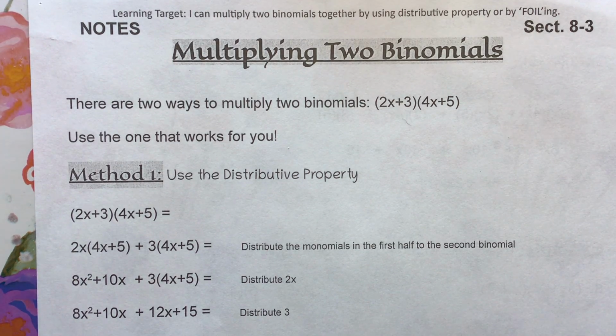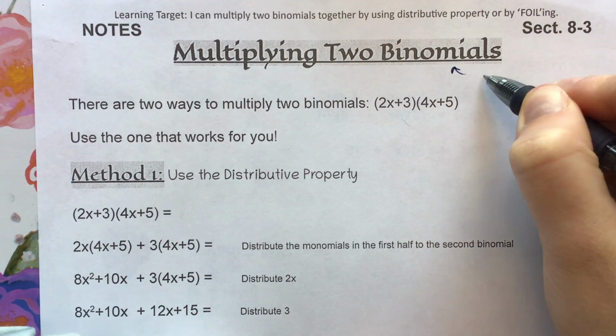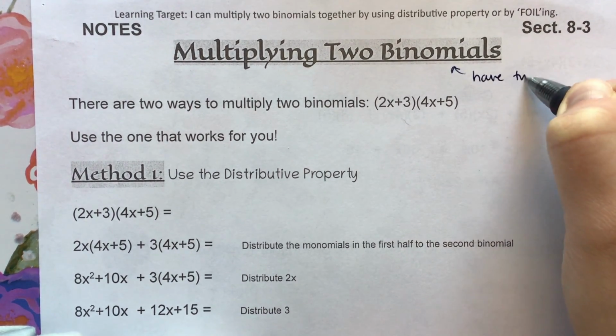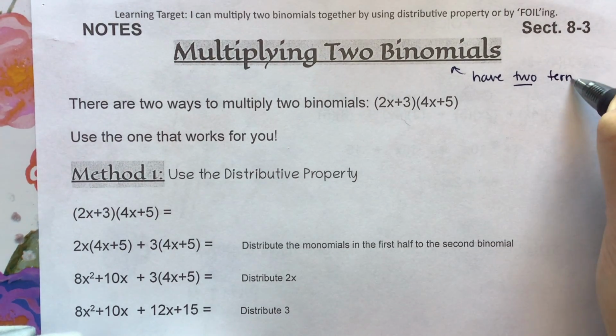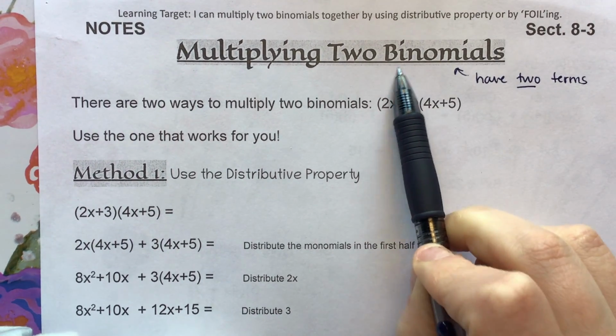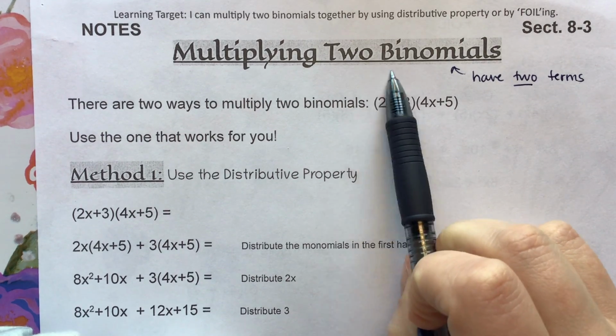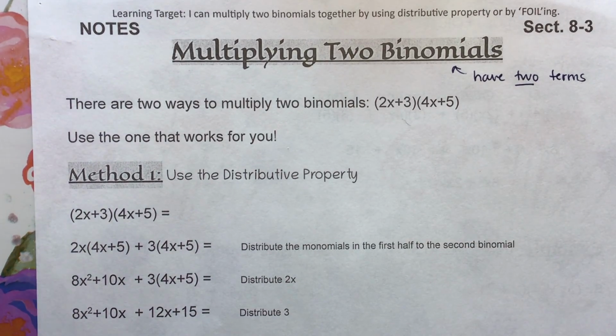I just want to remind you what a binomial is real fast. A binomial is going to have two terms. So remember, bi, that prefix means two, like in bicycle, or I don't know, bicentennial, something like that. So bi means two. It's going to have two terms.